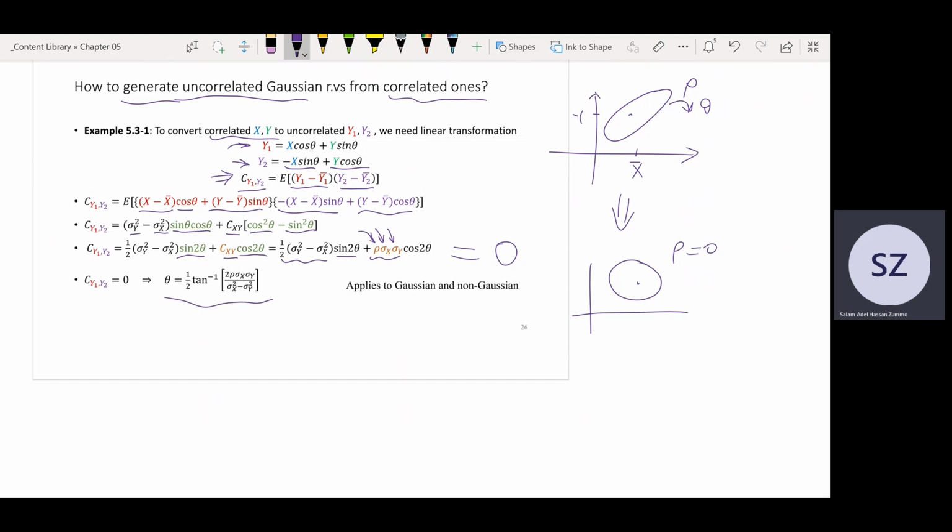of course it will be horizontal or vertical if the variances are different. If the variance of X is different than the variance of Y, this will continue to be an ellipse, horizontal or vertical. However, if they are equal, it will be a circle. The idea is that you need to rotate this such that it becomes not tilted to the right or to the left. Clear what the idea is? This is exactly what we have done here.